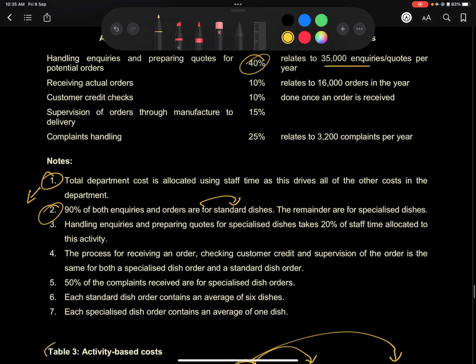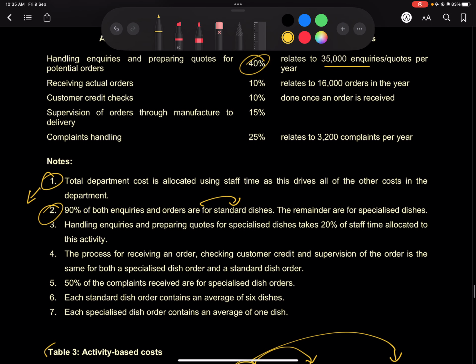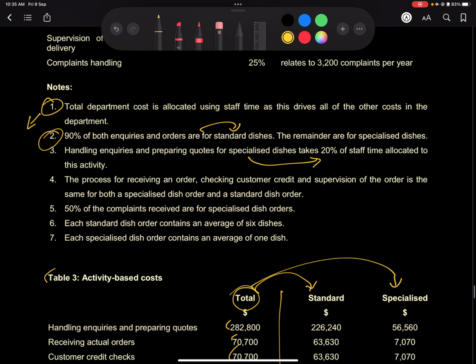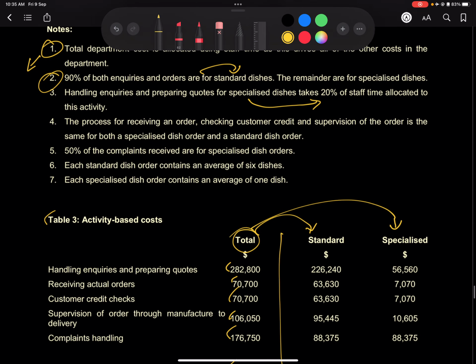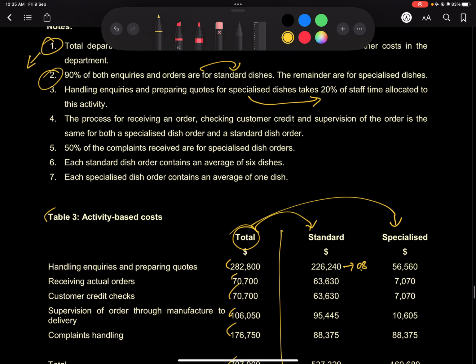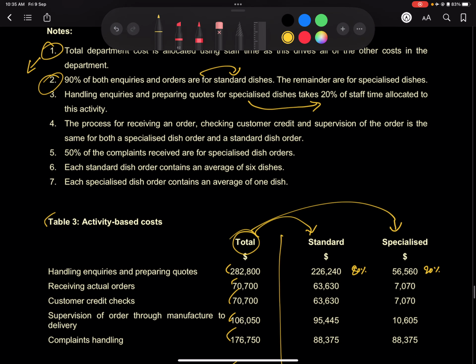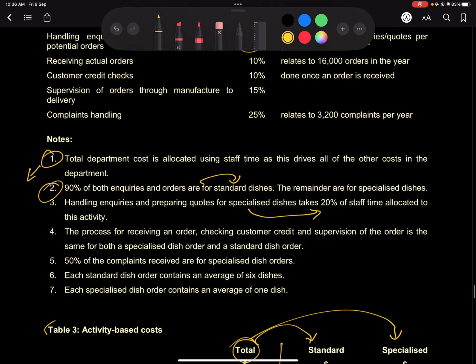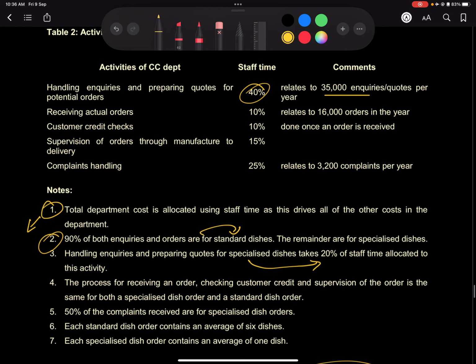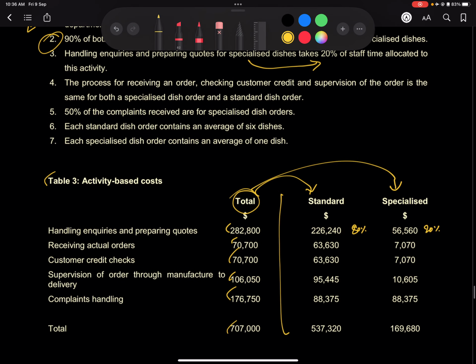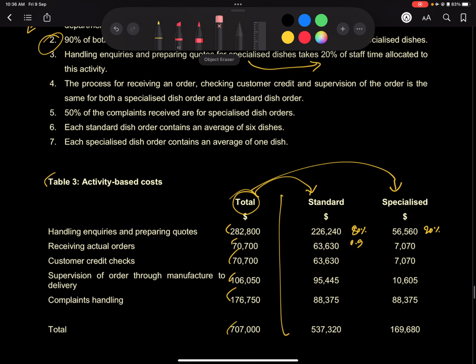Next thing I want you to look at is this thing first of all. Specialized takes 20% of staff time. That means 80% is only taking what? So 80% is only for standard. So this is going to be 0.8, this is going to be 80%, and this is going to be 20%. Next thing. So this is going to be 0.9, or 90%.